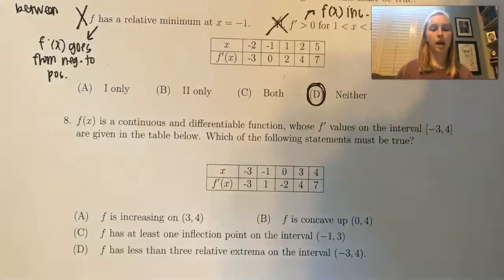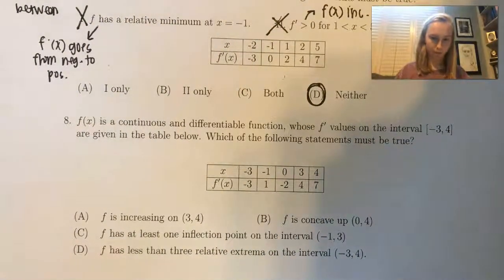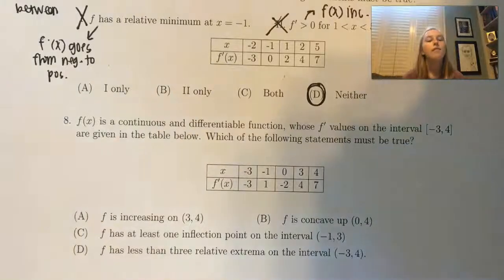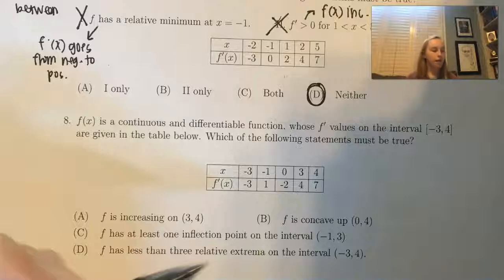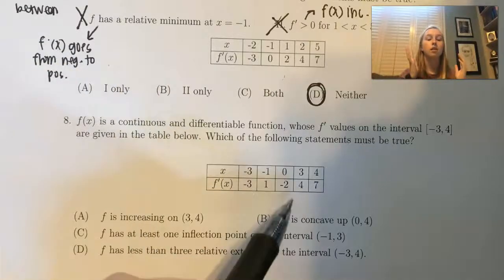Moving on. Number 8, I think this is another stupid one. Okay, so f of x is continuous and differentiable, whose f prime values are given. I think I start with A. A says that f is increasing on 3 to 4. Makes sense. On the x, it goes from 3 to 4. On f prime, it goes from 4 to 7. It's positive, so we think it's increasing.